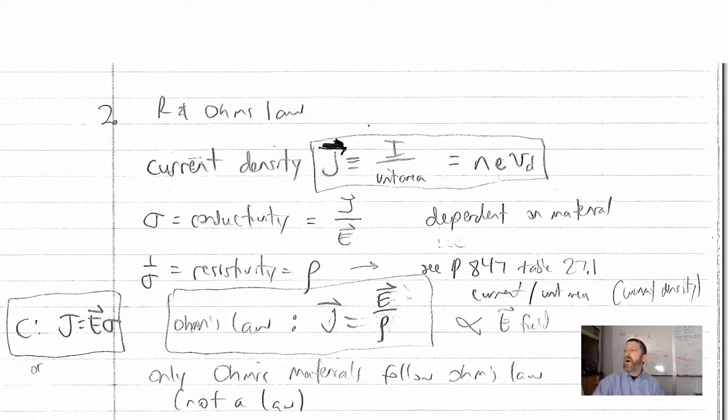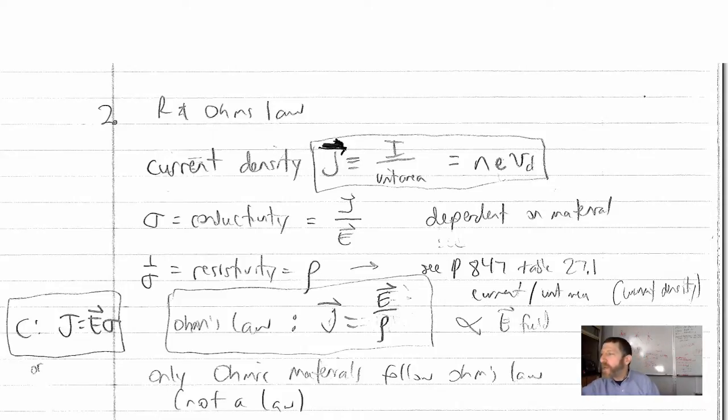So notice that what we have is current, which is I. We divide that by unit area, and we just get J. That's just taking the current equation and dividing it by area. You get the number of charge carriers per unit volume times the charge per charge carrier, the elementary charge, times the drift velocity. So that's current density. It's basically current per unit area.